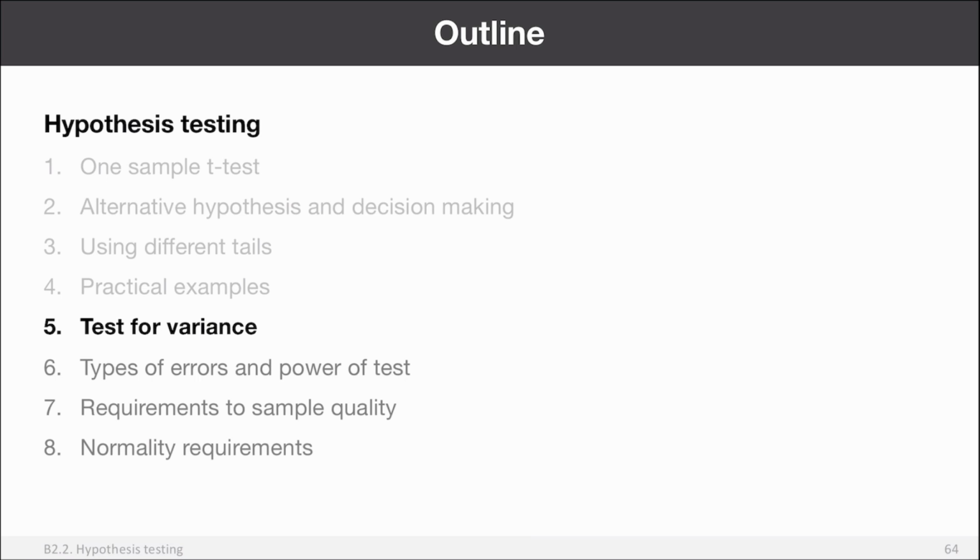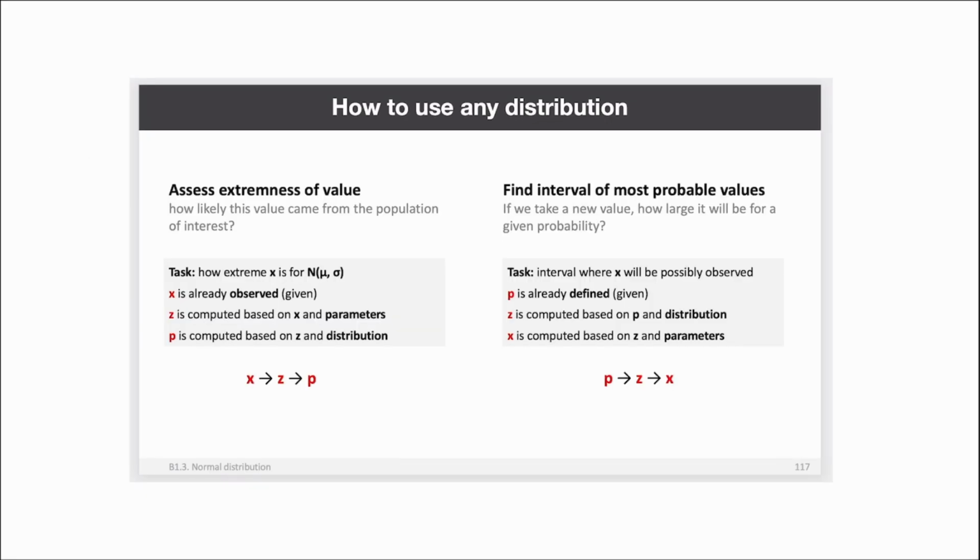Now let's generalize the knowledge or the procedure for hypothesis testing we just developed using the t-test for average of population to another parameter, which is variance. First of all, let me remind you, that's what we discussed in block number 1, that any theoretical distribution can be used in two different ways.